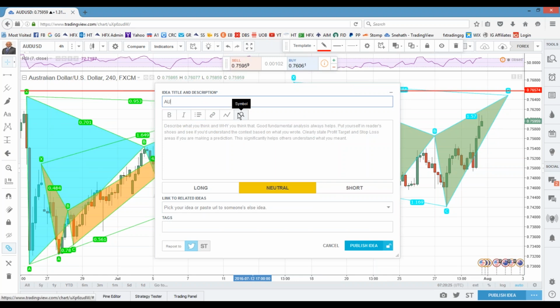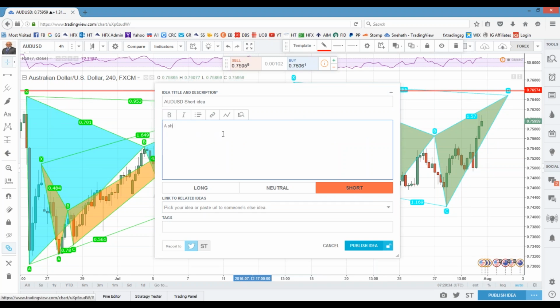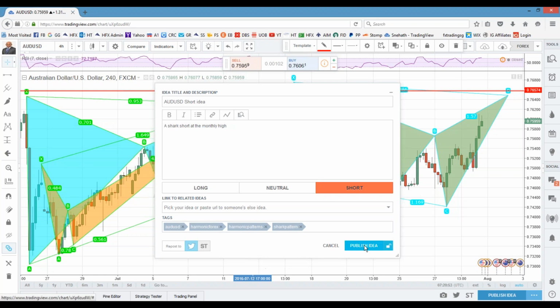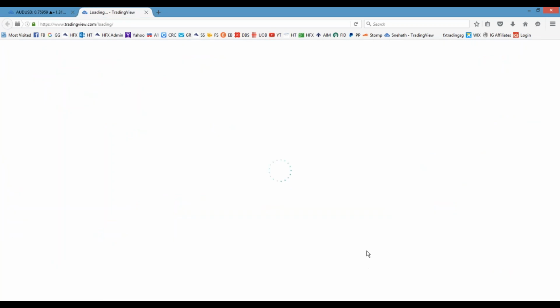So let me quickly publish this idea. I'll just write a description saying a shark short at the monthly high. So very simple. That's how we work with harmonics. We just look for specific patterns and we put it out there. Okay, so let me publish this and let's look at the next idea that will come up.